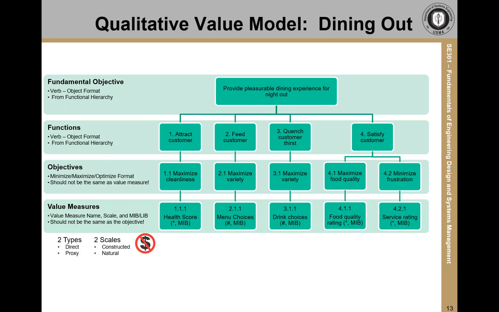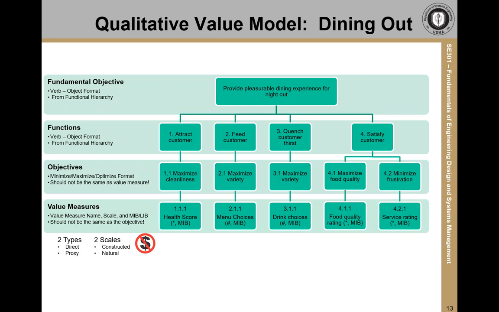Our first function could be to attract the customers. We need customers to come in the door to actually serve food and eventually generate revenue. So we want to attract the customers. One way we can do that is by maximizing cleanliness. So we can say we want high cleanliness, a more is better type idea. We want to have a maximum level of cleanliness as possible.